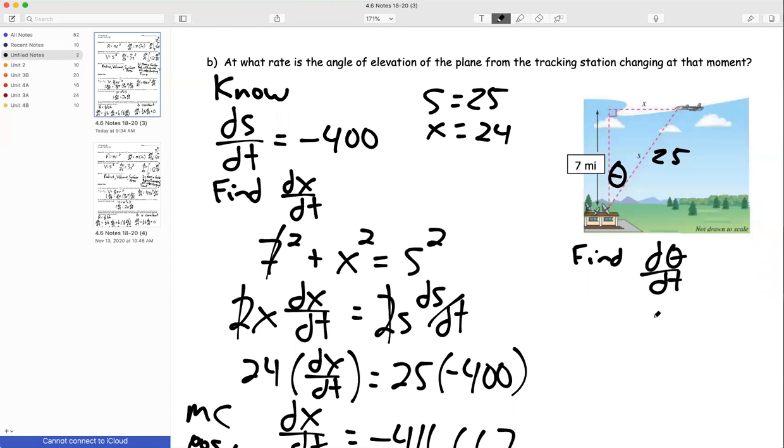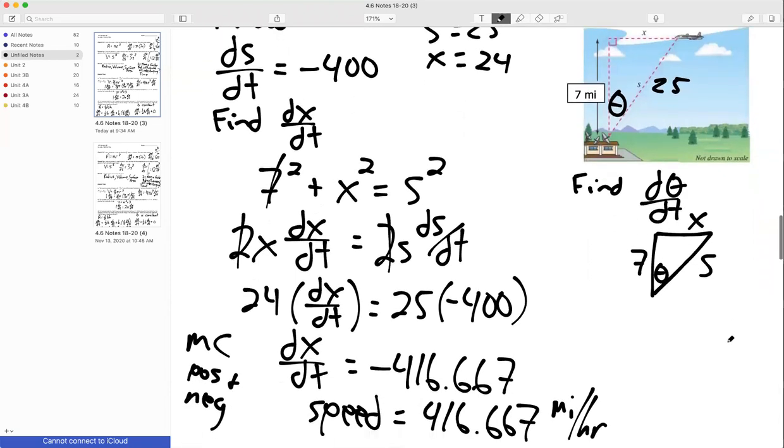So let me draw a little picture. Well, we already have one. This is theta. This was 7. I'm gonna call this x and this s. I need an equation that relates all of these variables. What do you say? How about a little SOHCAHTOA? Let's do tangent. Tangent of theta would be equal to, SOHCAHTOA, opposite over adjacent, so x over 7.